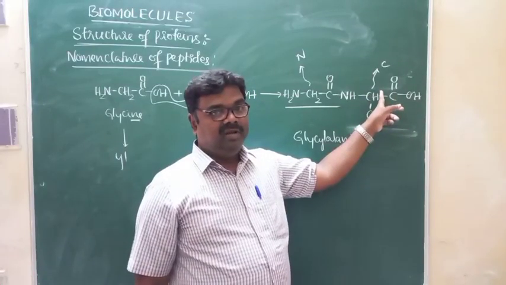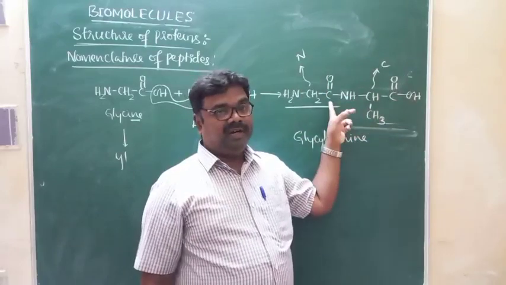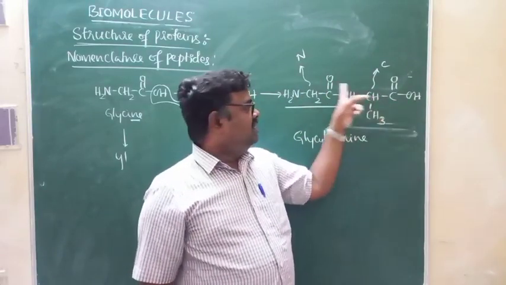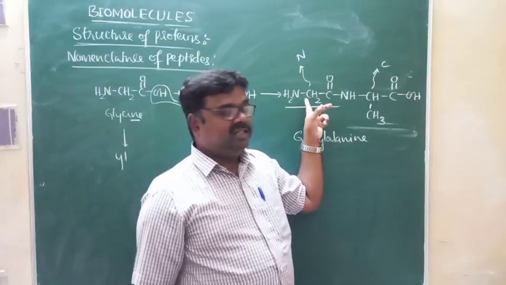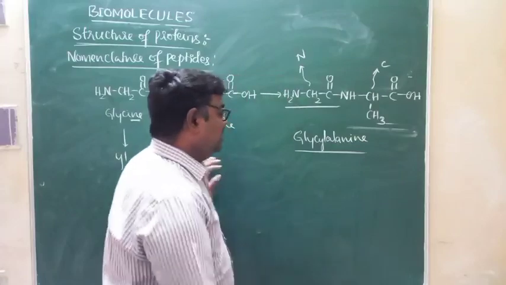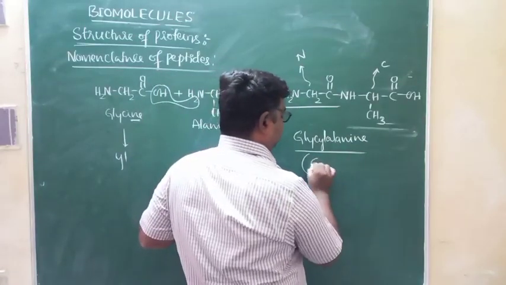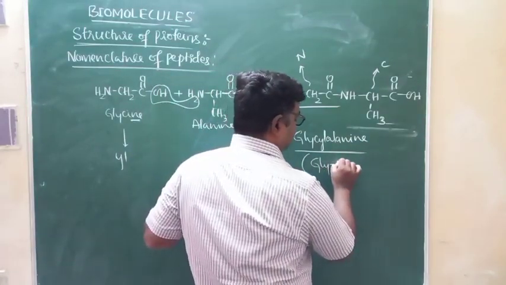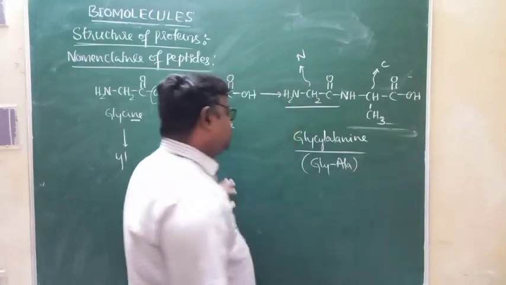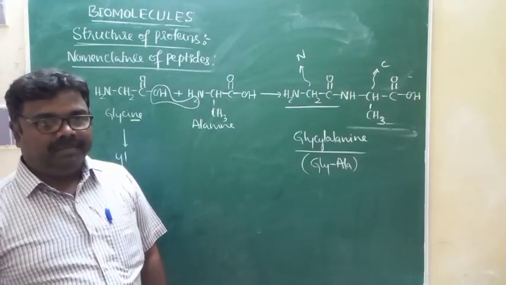Alanine is the base name because at the C terminal we have the amino acid alanine. The base name of this dipeptide is taken from the name of alanine. Glycine is a substituent and its name ends with YL. That's why it is glycyl alanine, and it is symbolically represented as GLY-ALA.